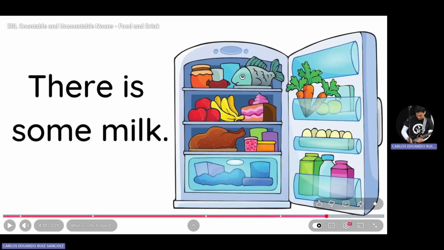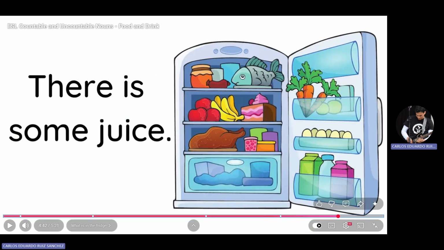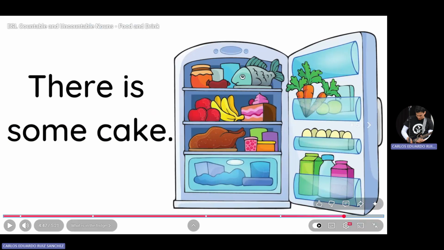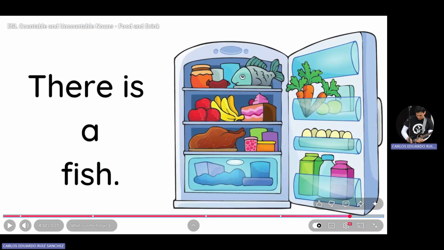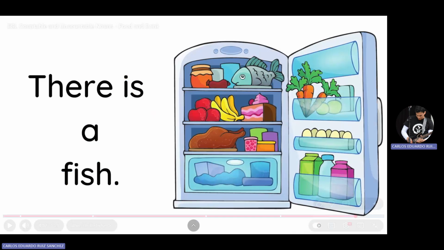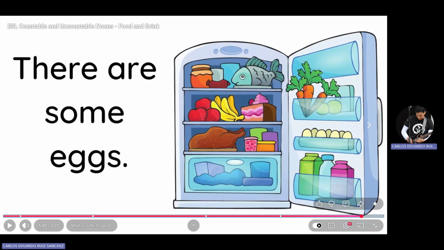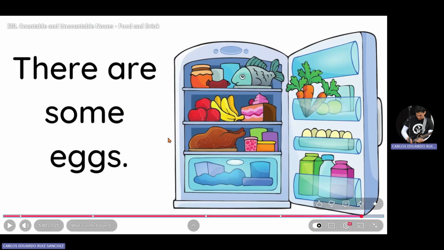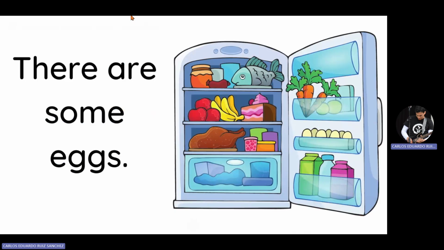And same with milk. Same with juice. We can count it. Some cake. Okay. In this case, cake, we can count the portions, the pieces. Podemos contar las porciones. Okay. And finally, a fish. A fish, un pececito. I can watch it. And some eggs. But we can count the eggs. Yes, 7 eggs.